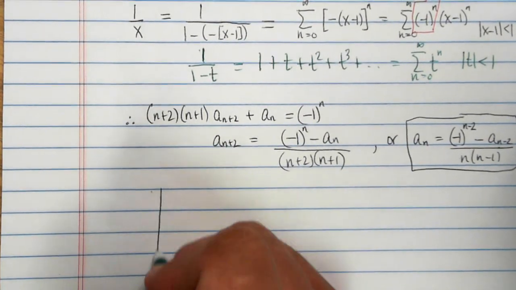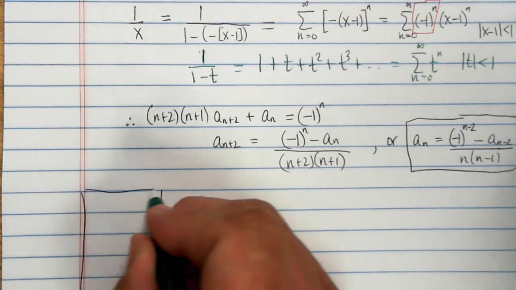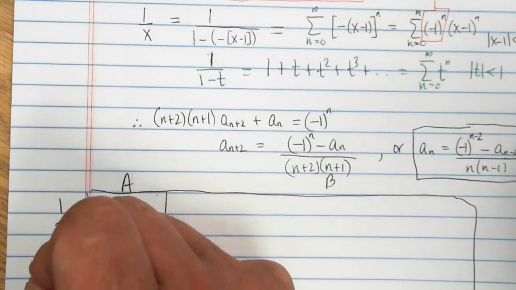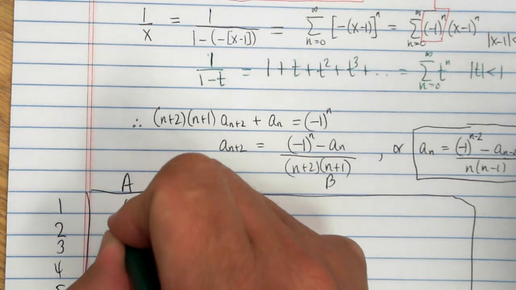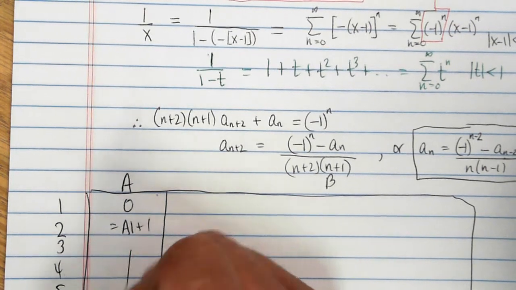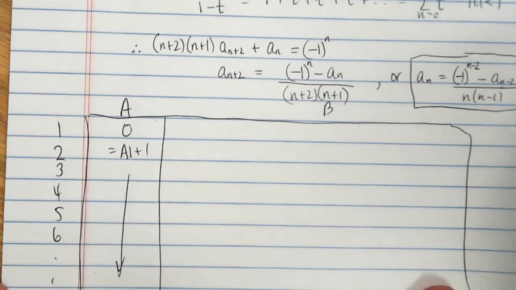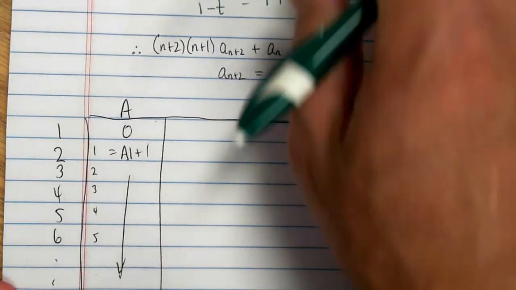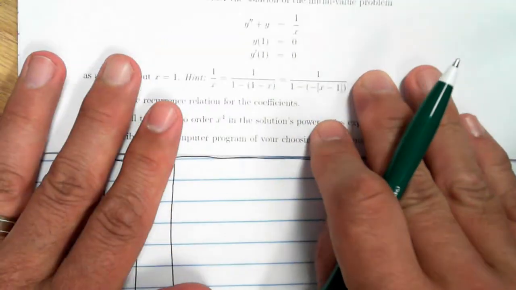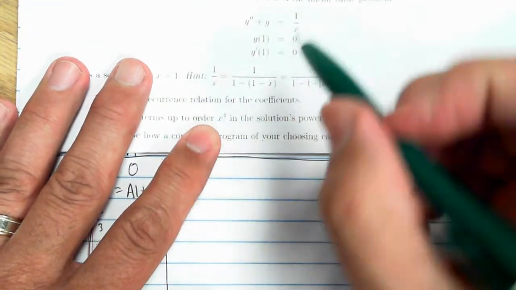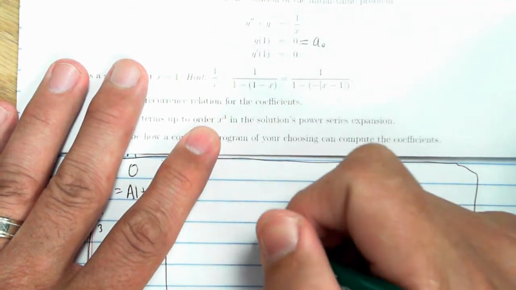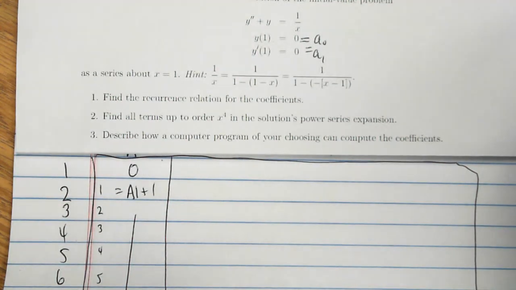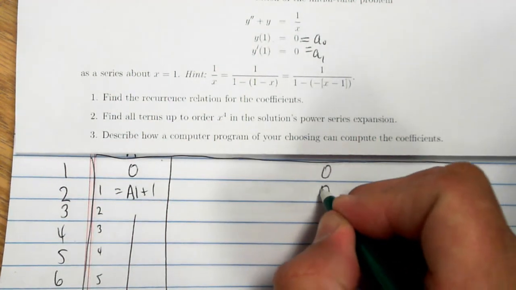So to build this with Excel, column A, column B, rows 1, 2, 3, 4, 5, and so on. So I'll put a 0 here, and then a sub 1 plus 1 and fill down. So that's going to be 1, 2, 3, 4, 5 for my values of n. If I come back to my original differential equation, I see that y of 1 is equal to 0. That's a fancy way of saying that a sub 0 is equal to 0. Also, a sub 1 is equal to 0. And so those are given to us right away from the initial values.